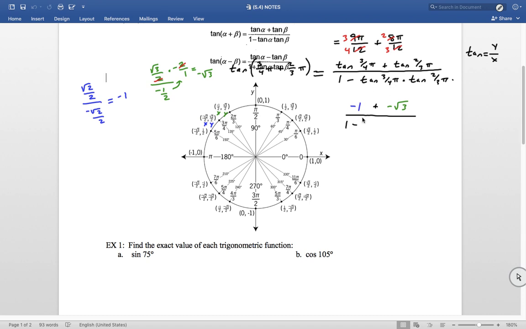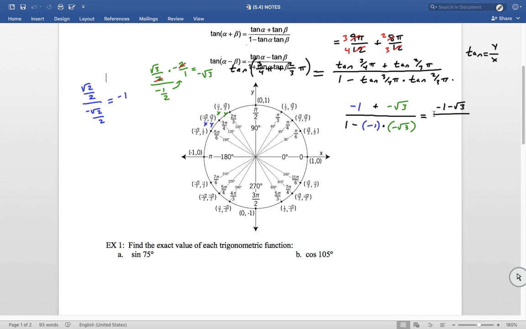It's -1. So it's 1 minus -1 times, and we've already found the tangent of 2/3 pi as well. That is negative rad 3. Woo! Well, what is this mess? Is this our answer? I think we need to clean up a little bit here. The top, I guess we can just leave as -1, plus, or actually just put minus rad 3. How about that? -1 minus rad 3.